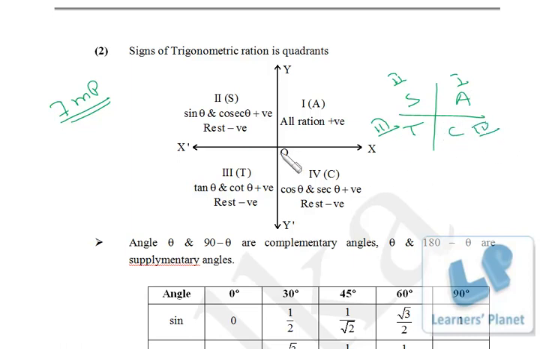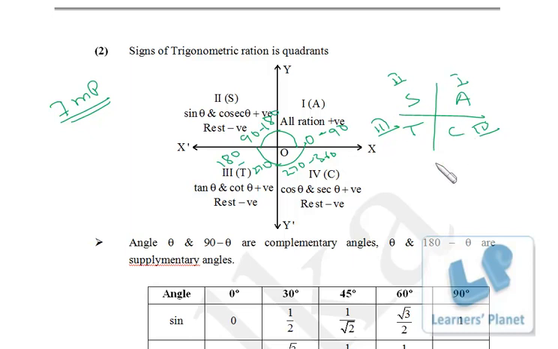Now this is from 0 to 90, right? This is 0 to 90. That's 90 to 180. That is 180 to 270, and this is 270 to 360, right? Each quadrant is of 90 degree. Okay, so this is really important that you are going to use here.